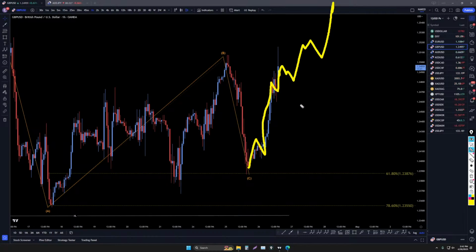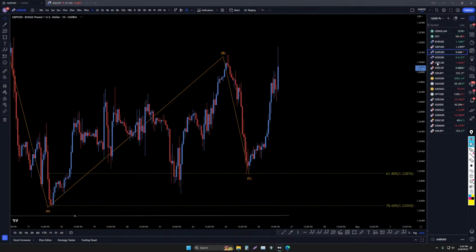So I'm definitely looking for long entries. Really, the entry to go long was way back here, but if you do see any pullbacks, if you see any ABC corrections, especially on a little bit of a shorter time frame, then I would definitely take those as long opportunities for the continuation of the uptrend.